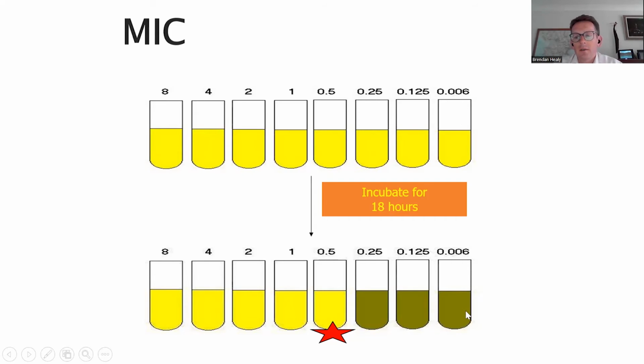In this graphic, green is where the bacteria is growing and yellow where it's not growing. In real life, it goes clear and cloudy. So this would be clear and that would be cloudy. In this particular example, the minimum inhibitory concentration, the concentration required to inhibit growth of this bacteria, is 0.5. So that's the gold standard, if you like, of sensitivity testing.